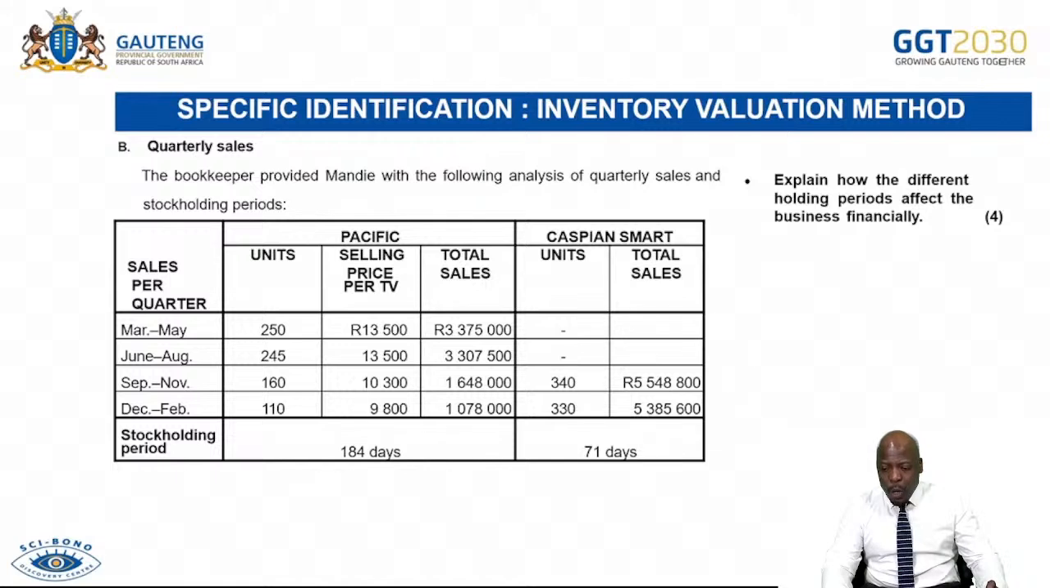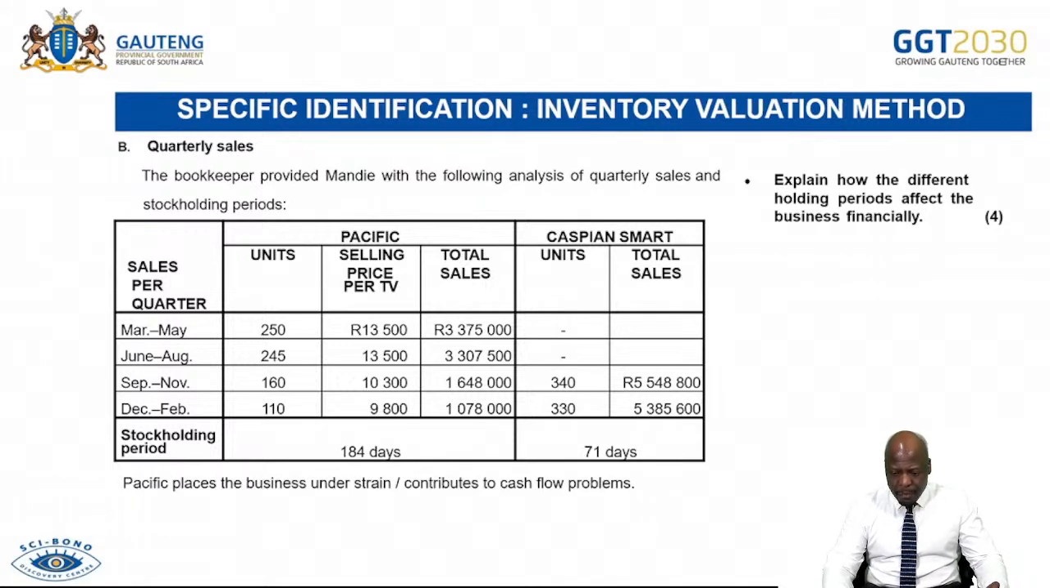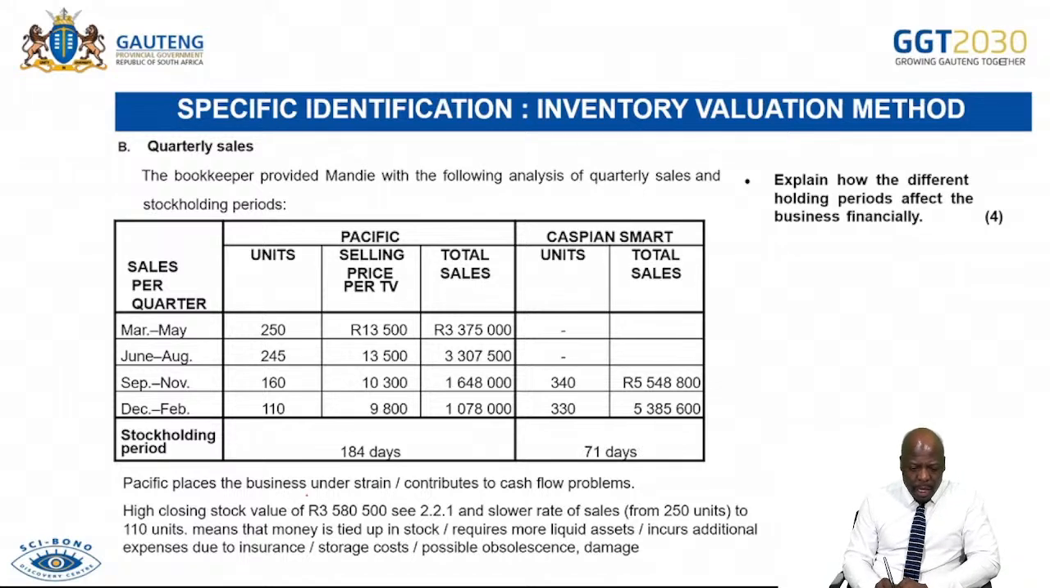Explain how the different holding periods affect the business financially. All right. Number one, the Pacific places the business under cash strain. It contributes to cash flow problems. Remember what I just said. How is that so? Remember what I said.